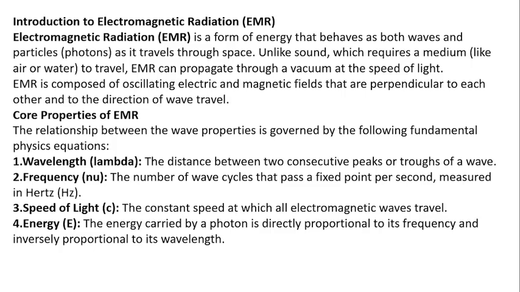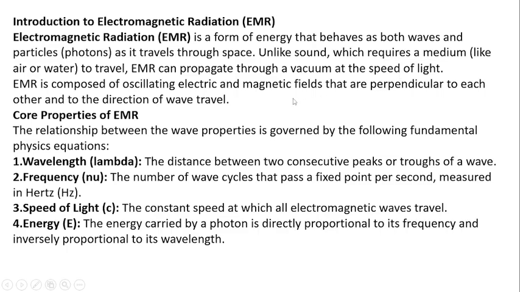So what do we mean by electromagnetic radiation? Electromagnetic radiation is a form of energy that behaves both as a wave and as particles in the form of photons, and it travels through space. Unlike sound, which requires a medium, that is air or water, to travel, electromagnetic radiation can propagate through vacuum at the speed of light.